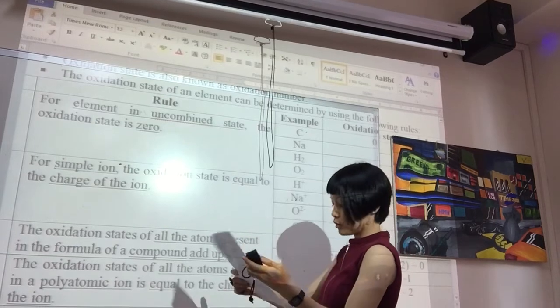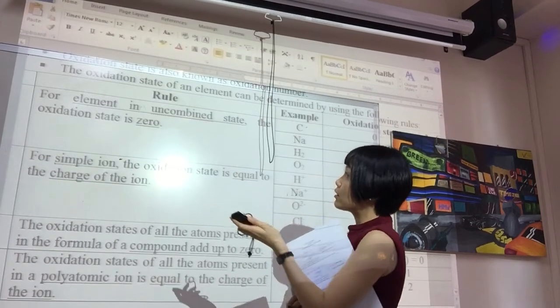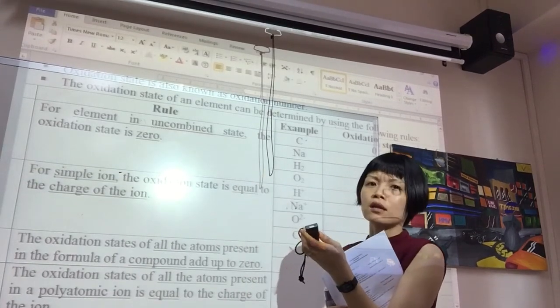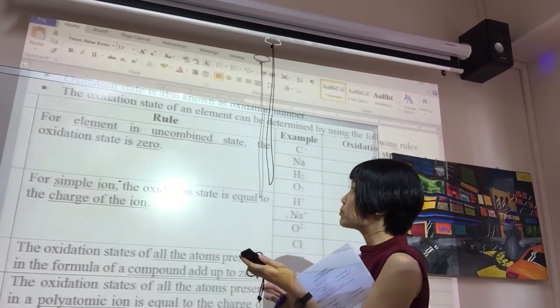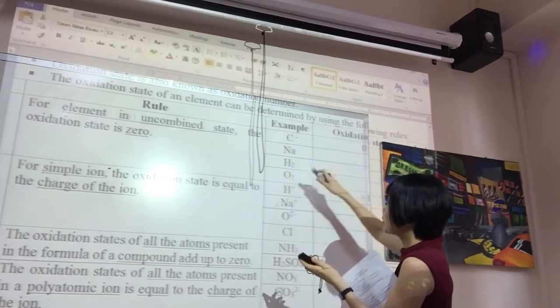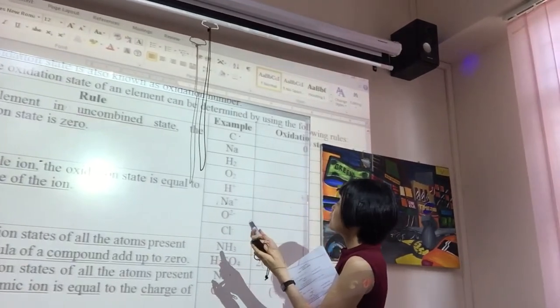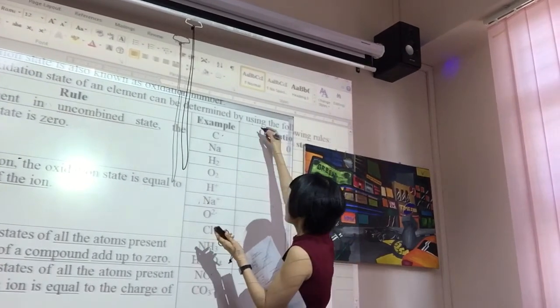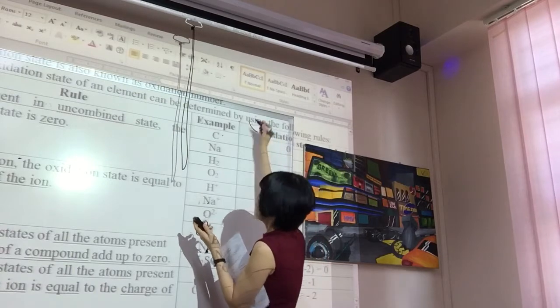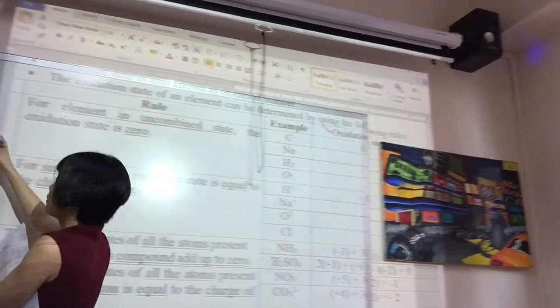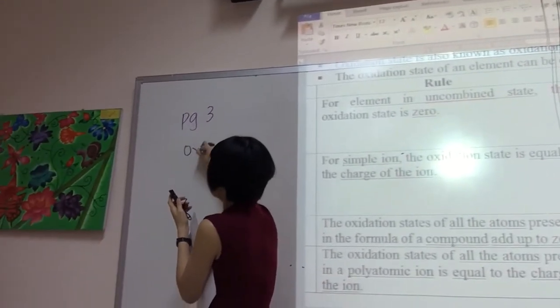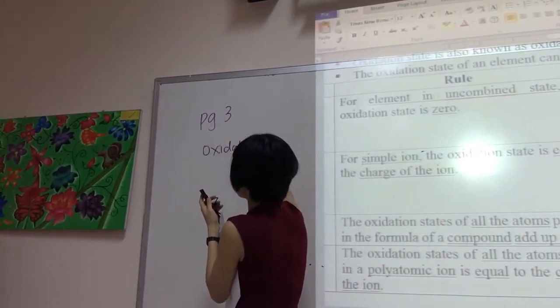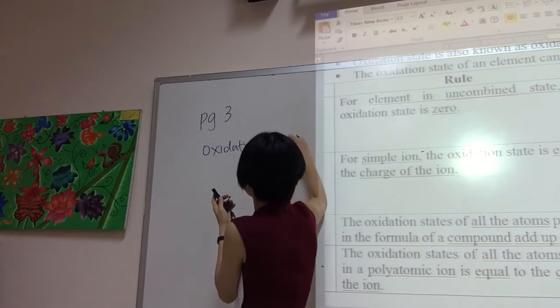If we look at page 4, I'll start off with a definition of oxidation state. Some students think that they are the same as charge, but they are not the same. If you look at this table here, can you add on oxidation state and charge? What is the difference?